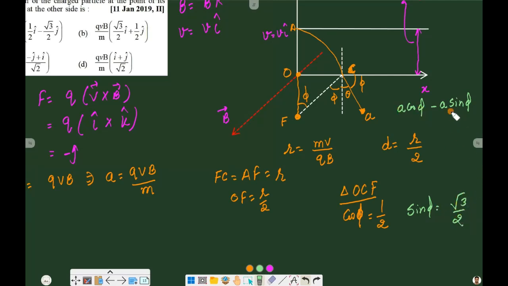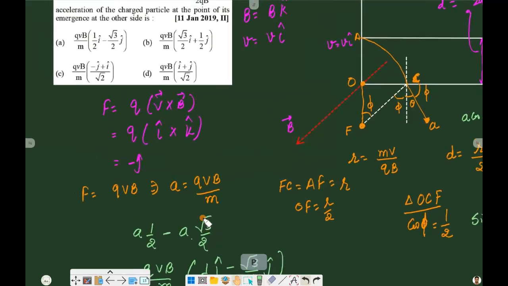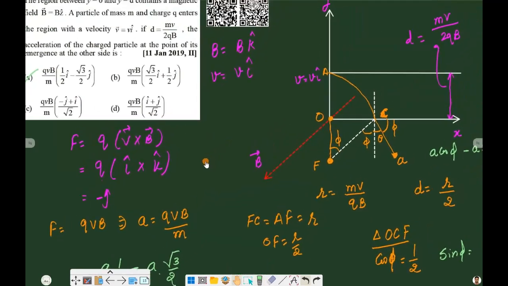So our acceleration vector will become A cos phi, that is half, minus A sin phi, that is root 3 by 2. Now taking A common, what will we have? We will have Q VB divided by M, and half in the x direction and root 3 by 2 in the y direction. So option A will match.